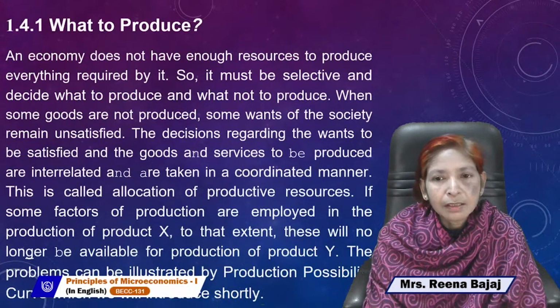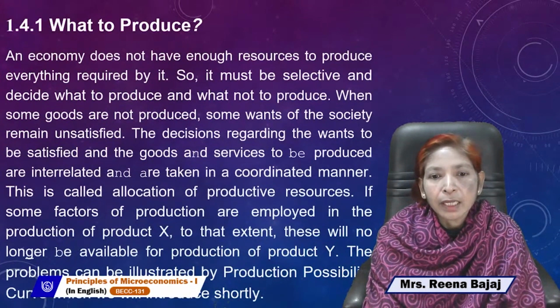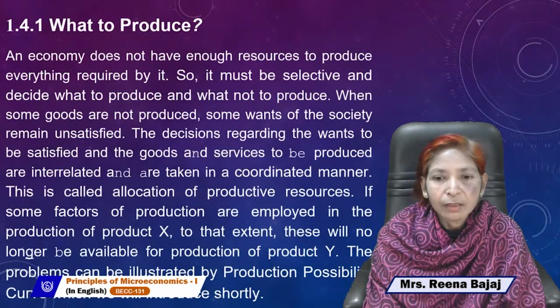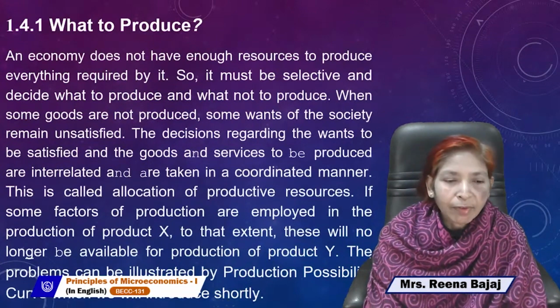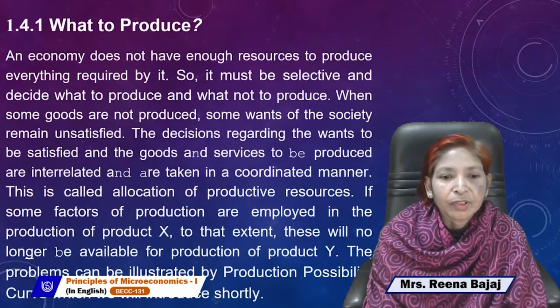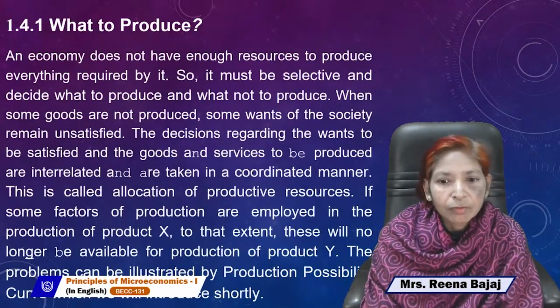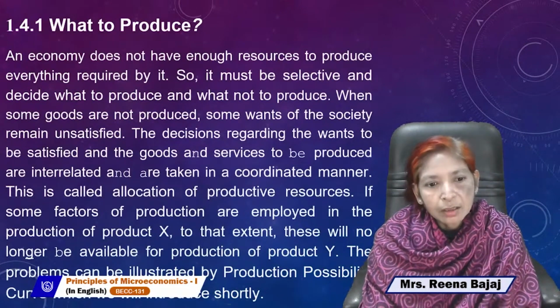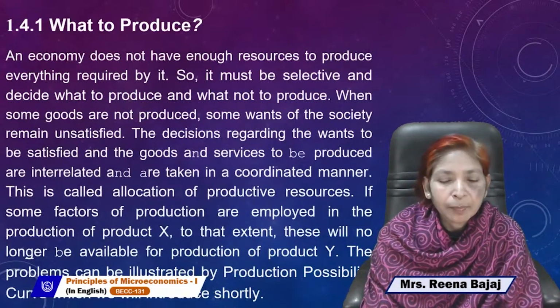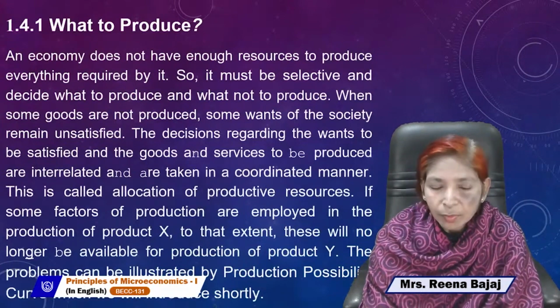The decisions regarding the wants to be satisfied and the goods and services to be produced are interrelated and are taken in a coordinated manner. This is called allocation of productive resources. If some factors of production are employed in the production of product X, to that extent, these will no longer be available for the production of Y. The problem can be illustrated by PPC. You will study this topic after discussing central problems.